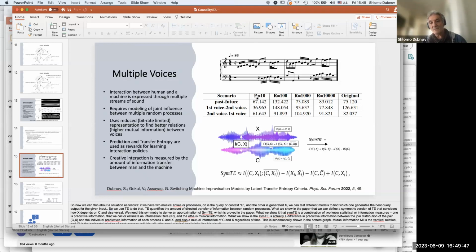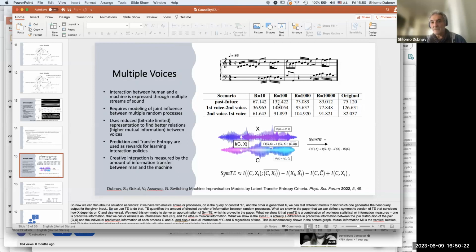This is R, which is the rate of encoding. The smaller encoding means more compact representation. And the idea was that we're trying to look for most information that goes between the voices while we compromise on the quality of representation of each voice. And so this is like from first to second to first. And what we can see is that we get higher values, okay? The higher is the better relation between the voices, and not at very low rates and not at very high rates, okay?